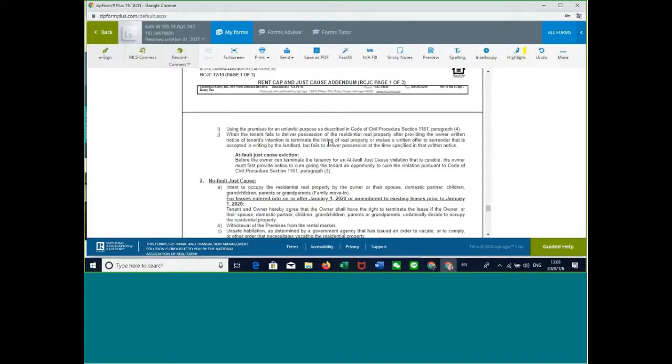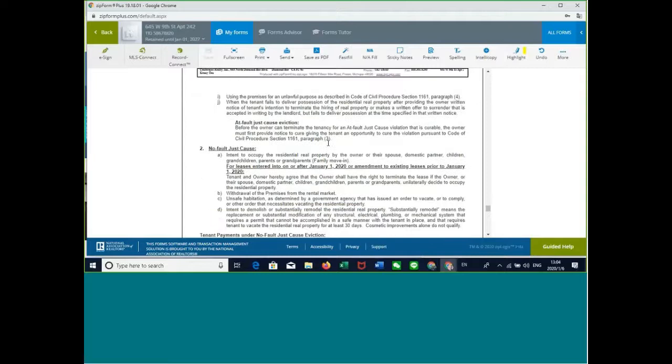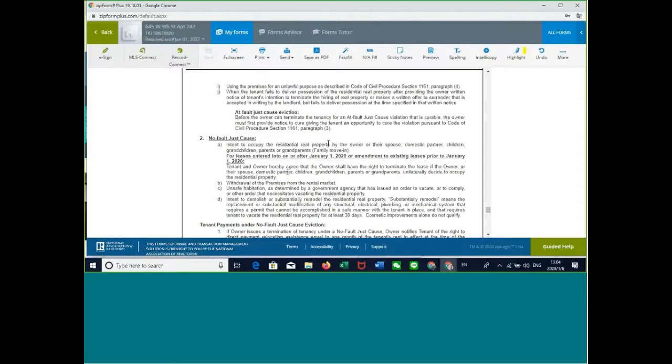So using the premises for unlawful purpose, we talked about that. When the tenant fails to deliver possession after providing the owner written notice of tenant's intention to terminate. Sometimes the tenant tells you they want to leave and then they change their mind. Once they've given you their notice of intention to leave, they don't leave, you can get rid of them. Okay? All right. So those are just cause. Now, no-fault eviction. No-fault eviction is like, for example, you're the owner, you want to kick the tenant out because you want to move in. You can do that. No problem with that. Okay?